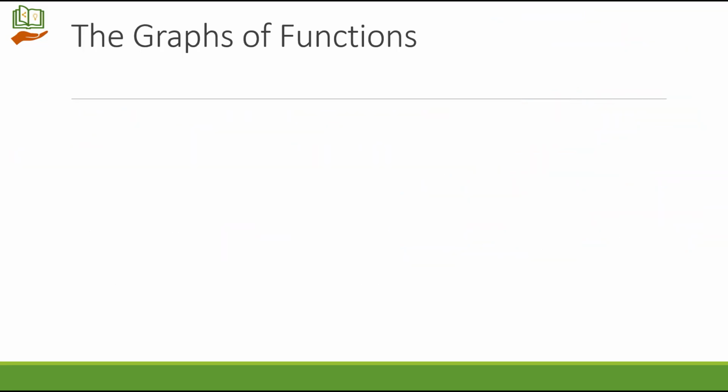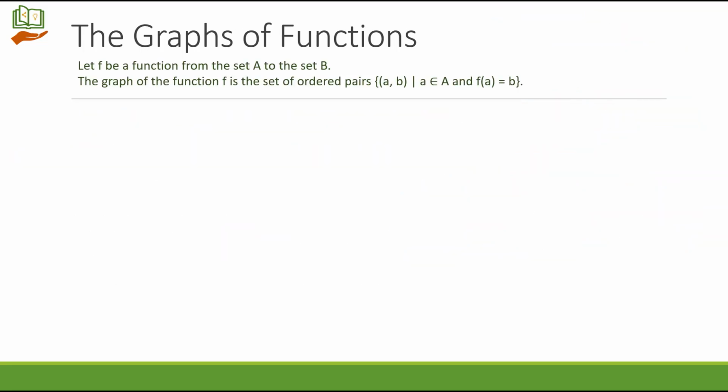Now we will get on to the graphs of functions. Let f be a function from the set A to the set B. The graph of the function f is the set of ordered pairs (a, b), where a belongs to set A and f of a is equal to b. Where does this b belong to? It belongs to set B.